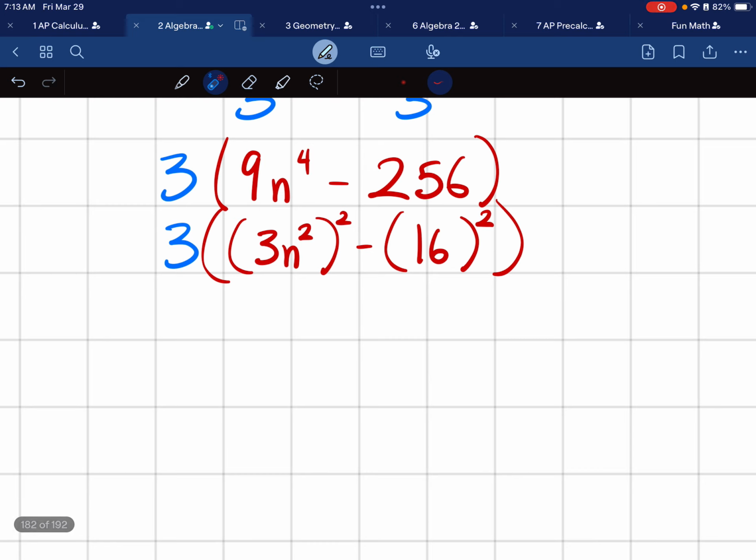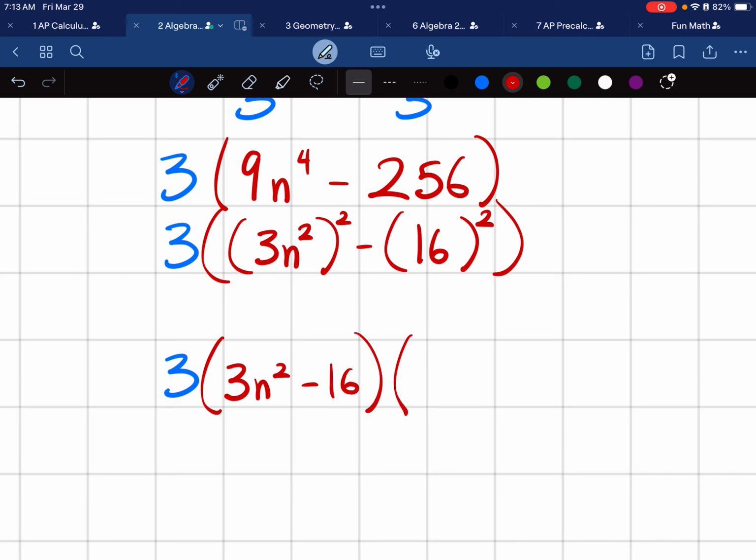All right, so from here, I'm ready to write out my final answer. And I can say this is 3 times the conjugate pair of 3n squared. I'm going to do a minus first this time. Minus 16 and a 3n squared plus a 16. Nice.